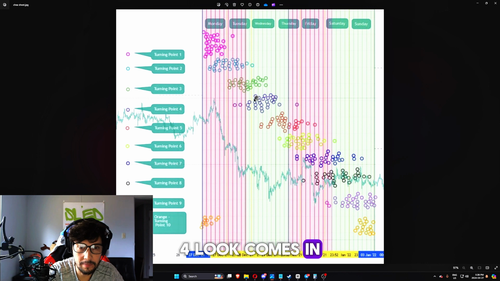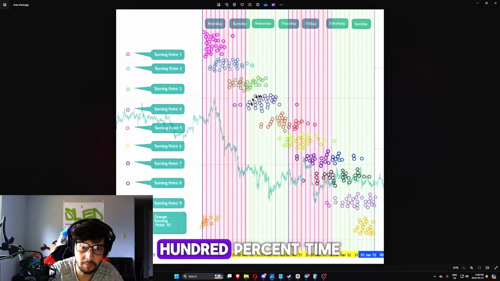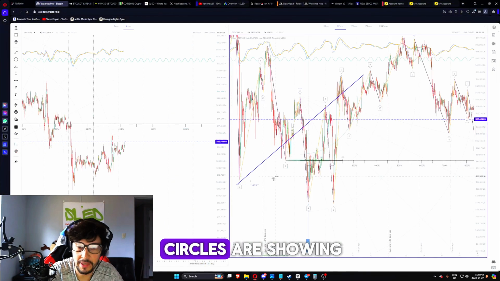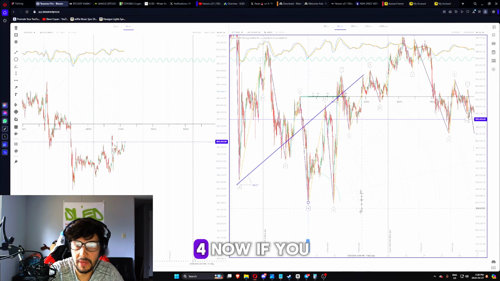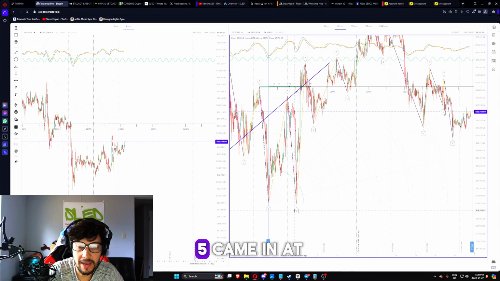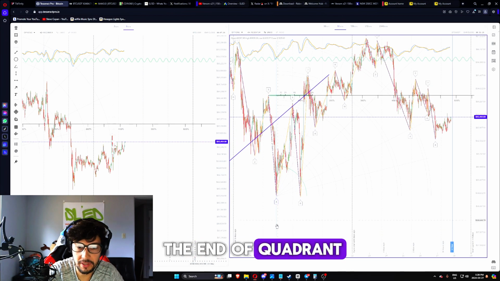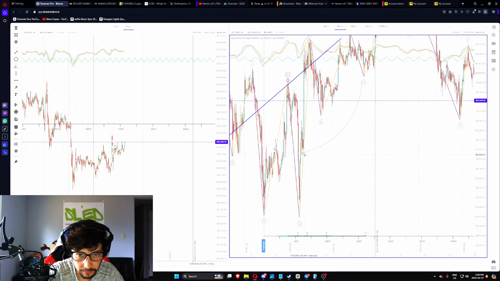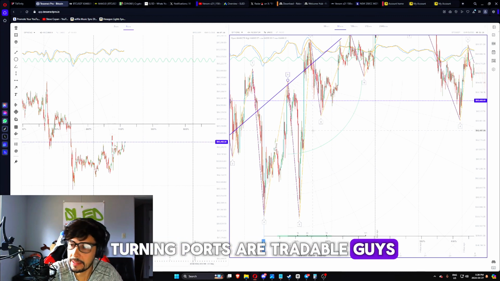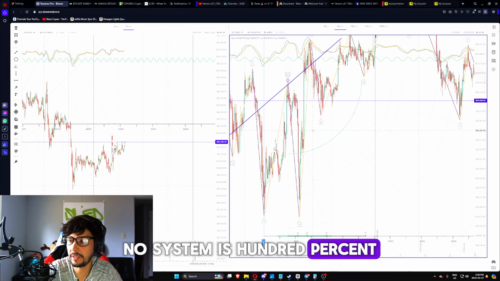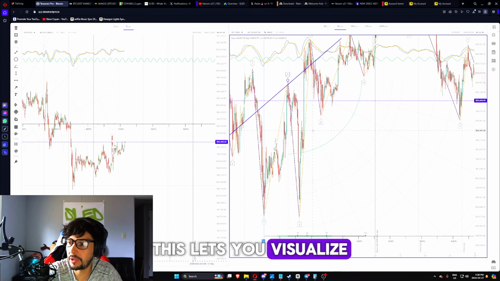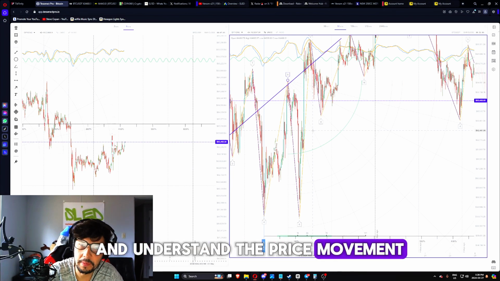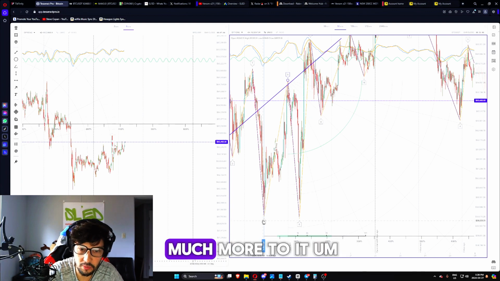Look, comes in, big cluster. Big cluster came after 3. 4 came in, 100% time, exactly where Bertha circles are showing. So we got a 4. Now, if we take a look at 5, 5 came in at the end of quadrant number 2. Came in right there. Not all of these turning points are tradable, guys. No system is 100%. This lets you visualize and understand the price movement much better. Obviously, there's much more to it.